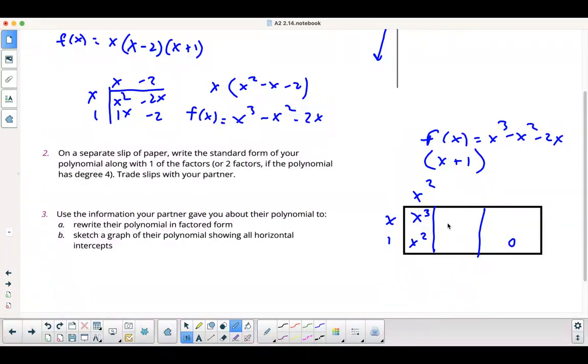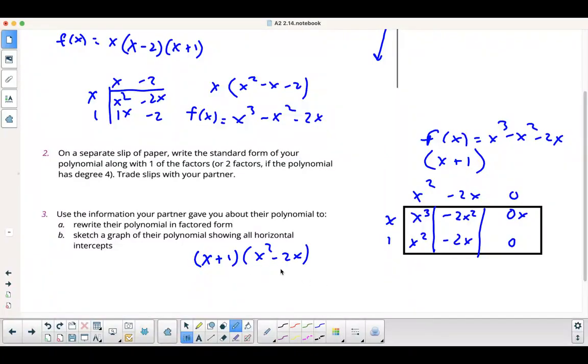These have to add up to -1, so that's going to be minus 2x squared. So I'd have to multiply x by -2x. Multiply these. And then this is going to be 0x. So that would have to be a 0 there as well. So that would leave me, let me double check this, x cubed minus x squared minus 2x. That would work. So I would have x plus 1 times x squared minus 2x.